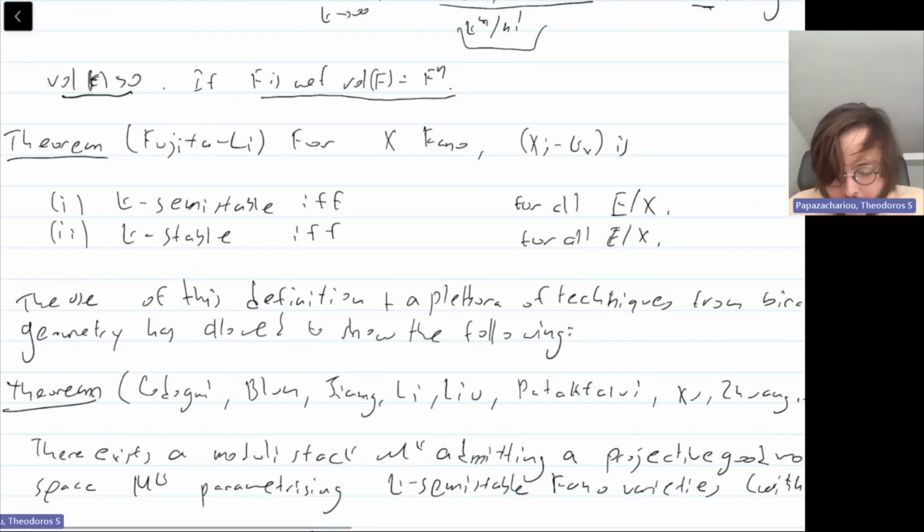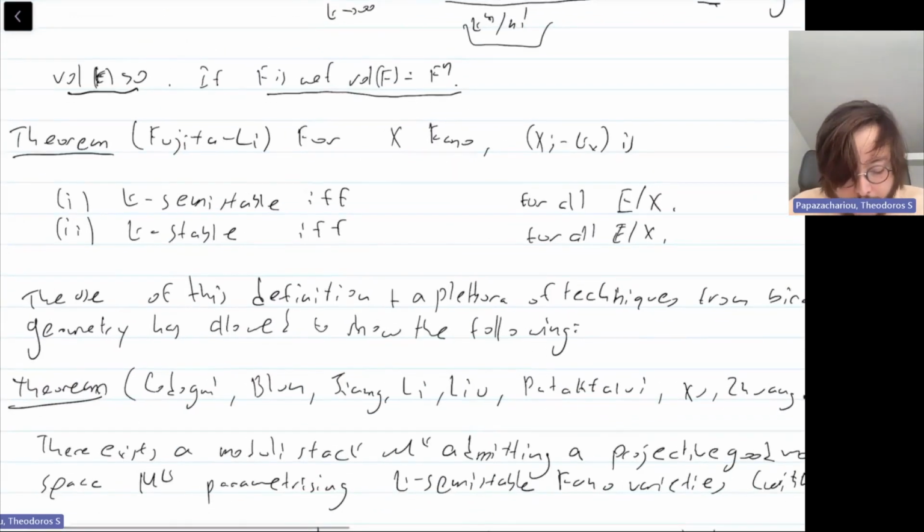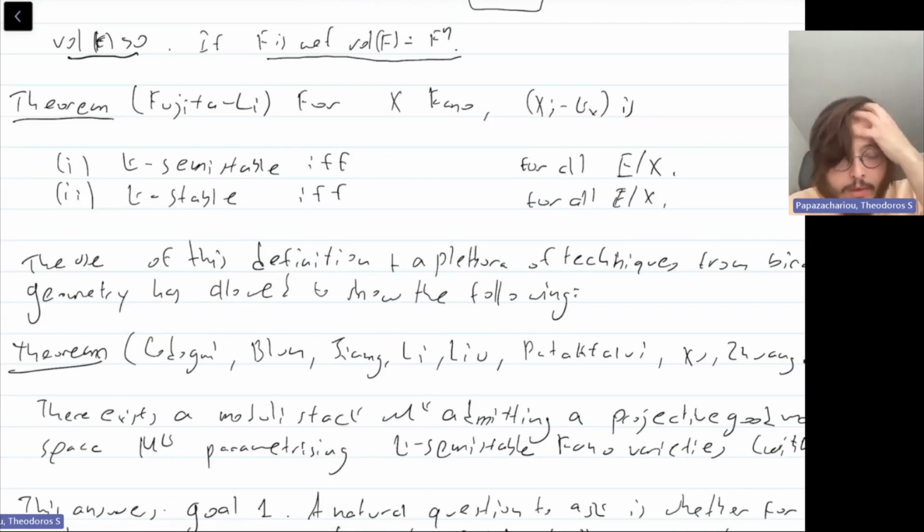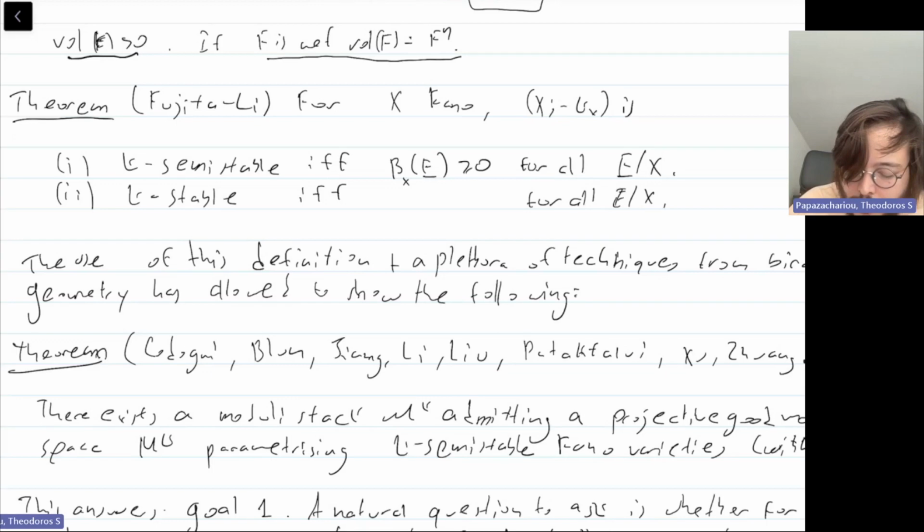The reason why all this definition is important is this theorem due to Fujita and Li, which essentially introduces valuative criteria for K-stability. If X is Fano, then the pair (X, -K_X) is K-semistable if and only if this beta invariant is greater than or equal to 0 for all prime divisors E over X, and it will be K-stable if this is bigger than 0.